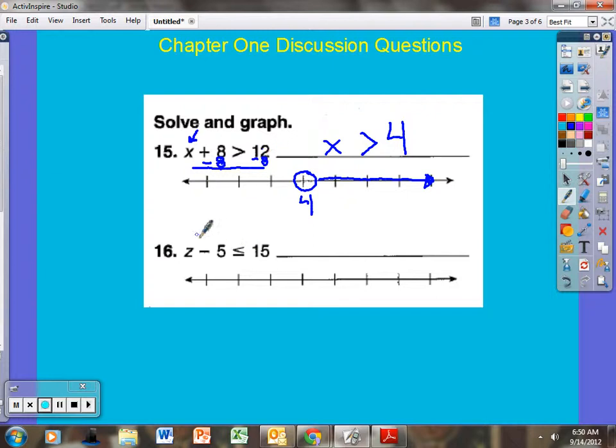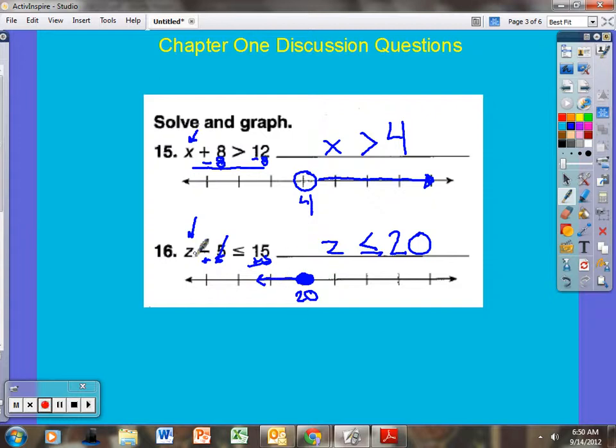Next one. I have z minus 5 is less than or equal to 15. I'm just going to transfer my inequality symbol here now so I don't put equals by mistake. I want to isolate z, so I'm going to add 5 to both sides to get rid of it. Add 5. 15 plus 5 is 20. Z is less than or equal to 20. I will just plot 20 here. Now, it's less than or equal to, meaning 20 also works in the solution set. And it's less than, so my arrow goes to the left.